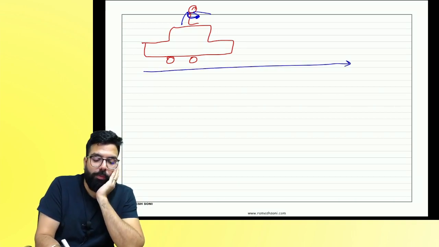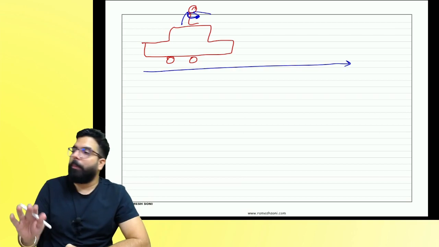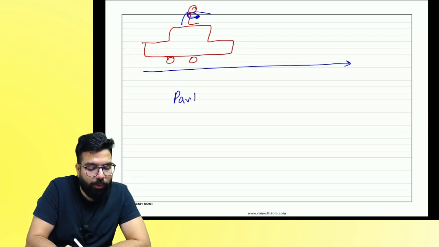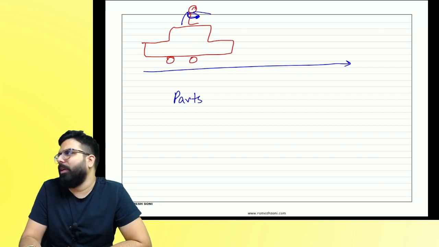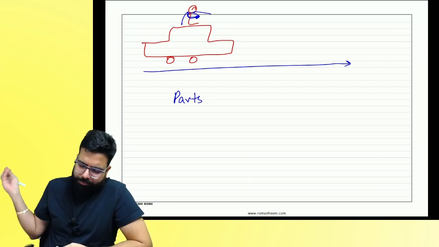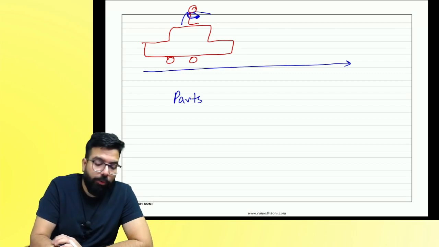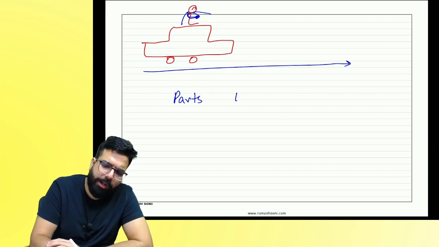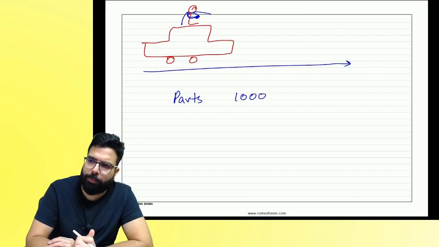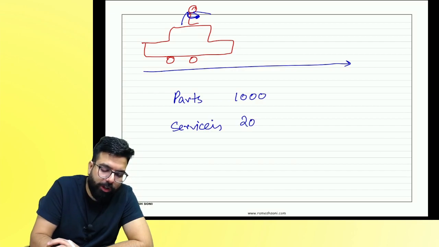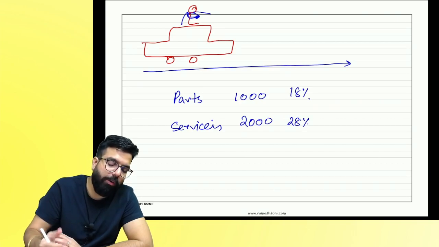Ravi went to one showroom. He told them, my car, you do the servicing. They told, sir, see, for whatever parts we put, we will charge you. Supposing we put a part of 1,000, we'll charge you 1,000 rupees. For servicing, we will charge you 2,000 rupees. For parts, the rate of GST is 18%. For service, the rate of GST is 28%. Can you tell me what rate will apply?